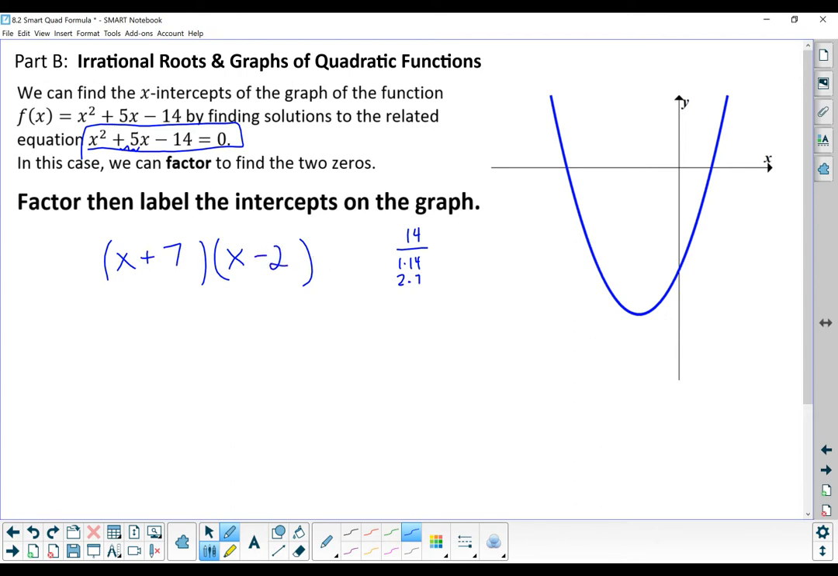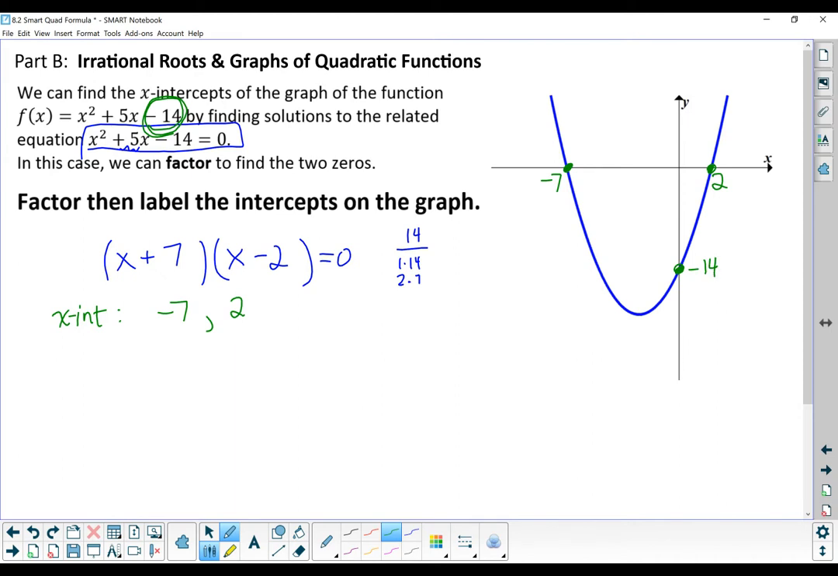So the x-intercepts correspond with those two factors. If I have a factor of x plus 7, I have an x-intercept at negative 7. And if I have a factor of x minus 2, I have an x-intercept of positive 2. So on my graph, these x-intercepts are occurring at negative 7 and positive 2. Now, the original function in standard form shows me the value of the y-intercept. So this function has a y-intercept of negative 14.